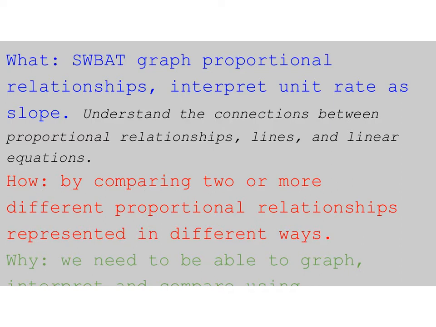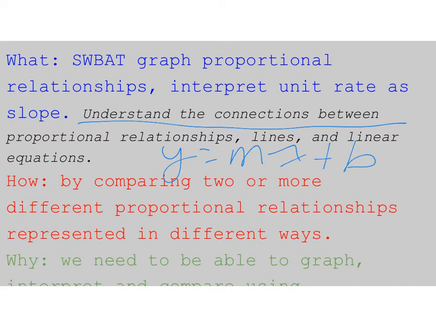We got it, the XY axis. We graph it. We take the data from a table. Those are our coordinates. Remember, we just pick them up and then drop them into the graph. We have to understand the connection between the proportional relationships, lines, and linear equations. Remember, it's y equals mx plus b, our y-intercept, and our slope right there.